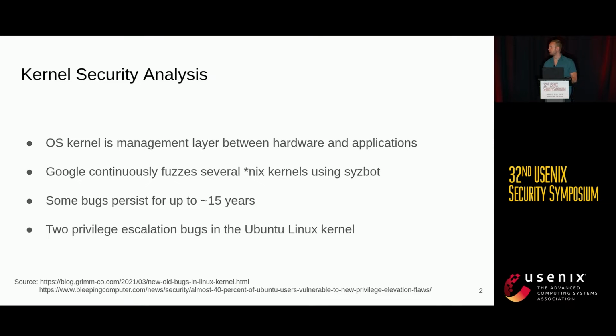Google recognizes this and runs its fuzzing infrastructure syzbot on several Unix-like kernels 24 hours a day, 7 days a week. Even with these efforts, many bugs go unnoticed. Only 2 years ago, some researchers found a bug that had been in the Linux kernel for 15 years. And a few weeks ago, there were also 2 new privilege escalation bugs detected in the Ubuntu kernel, which left many users at risk. Because of this, we still need to work further on vulnerability detection in kernels, and coverage-guided kernel fuzzing is a state-of-the-art technique for doing so.